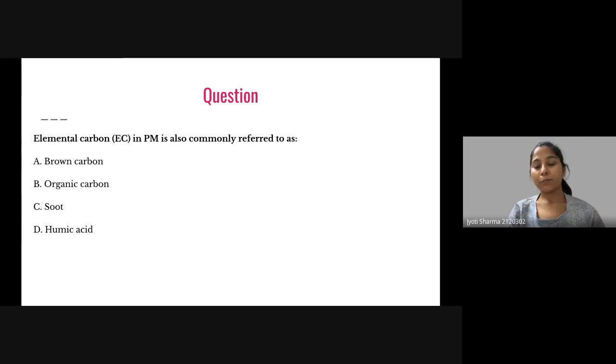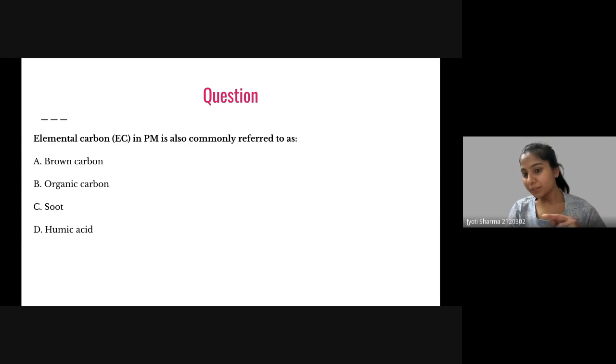Okay, because we have moved from particulate matter to now the organic part. So we have elemental carbon. If we have elemental carbon in particulate matter, this is commonly referred to as... We have carbon, but this is in the form of particulate matter.